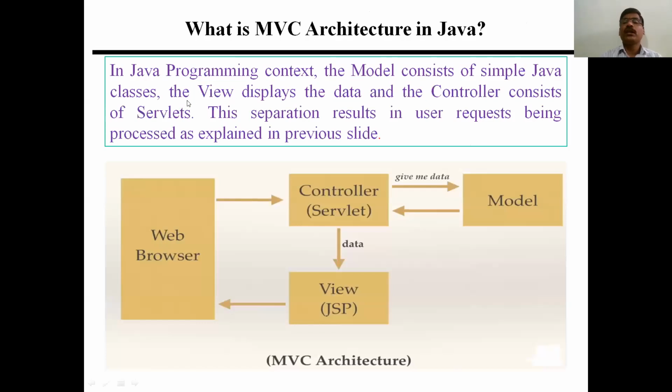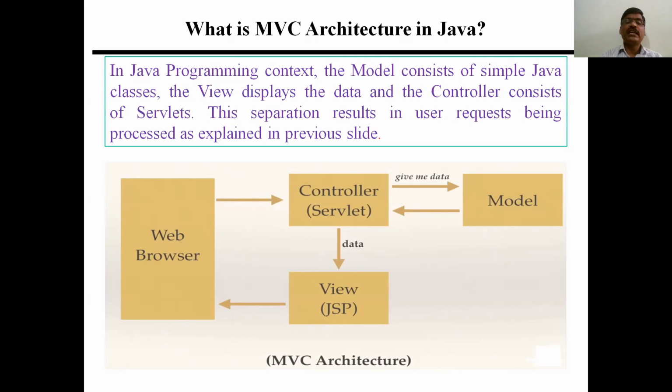In the Java programming context, the model consists of simple Java classes. Just now I told you, POJO objects, plain old Java objects. They may be stored in the database basically. And the view displays the data, and the controller consists of servlets.